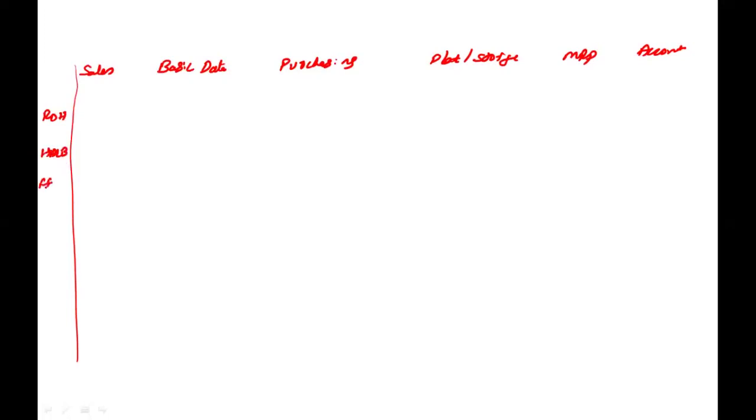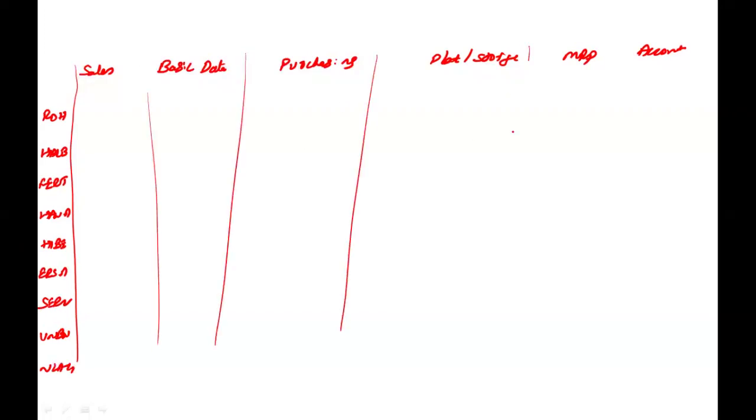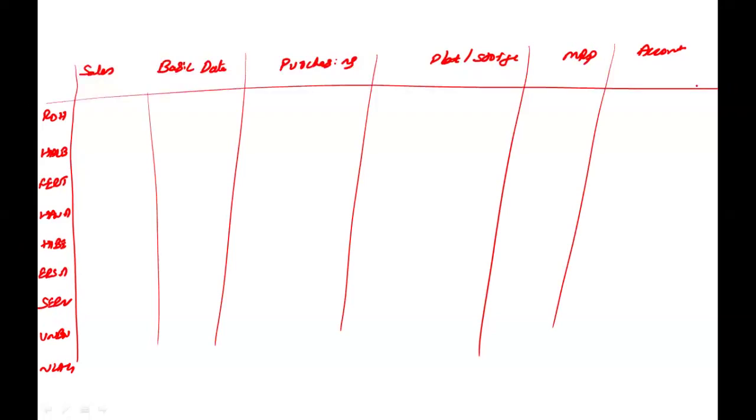HALB, FERT, HAWA, HIBE, ERSA, SCRV, UNBW, and NLAC. So first thing is a raw material. Raw material will have the basic data for sure. I will not have the sales data. I'll purchase the raw material. I'll store the material. I will do the planning. I'll maintain the pricing.